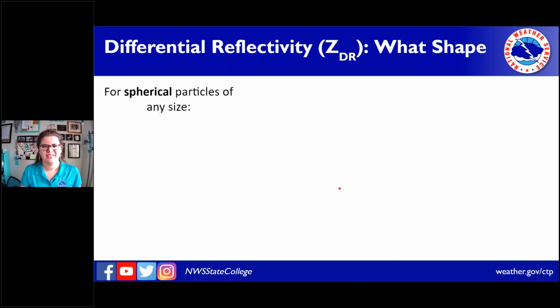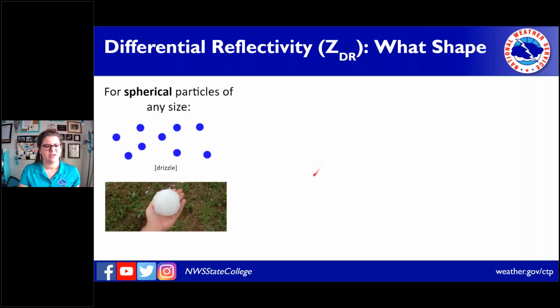So first, let's look at ZDR. So what shape is out there? Remember, differential reflectivity ZDR is telling us about the shape. So spherical particles, remember, spherical of any size, are going to be our small raindrops like drizzle or our perfectly spherical hailstones, and our ZDR is going to be 0. So if you're looking at radar and your ZDR is 0, you know that you're looking at spherical objects. Everything is the same shape and everything happens to be a sphere.